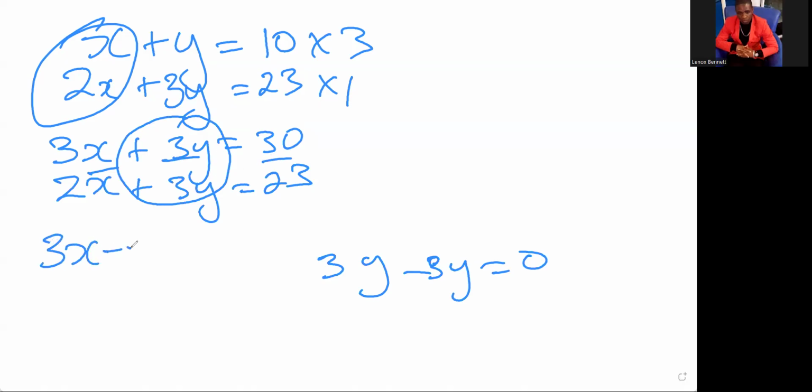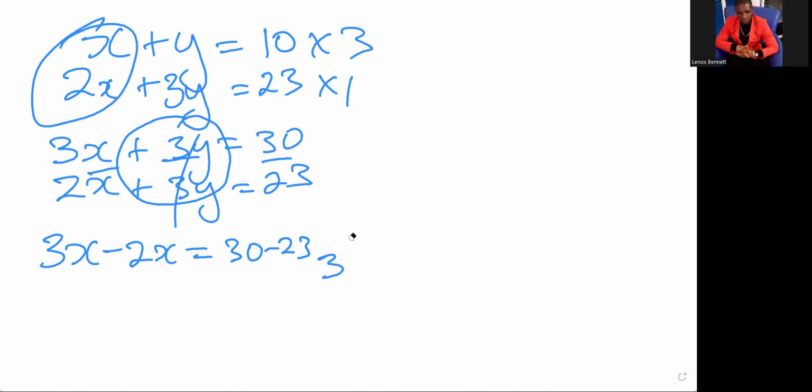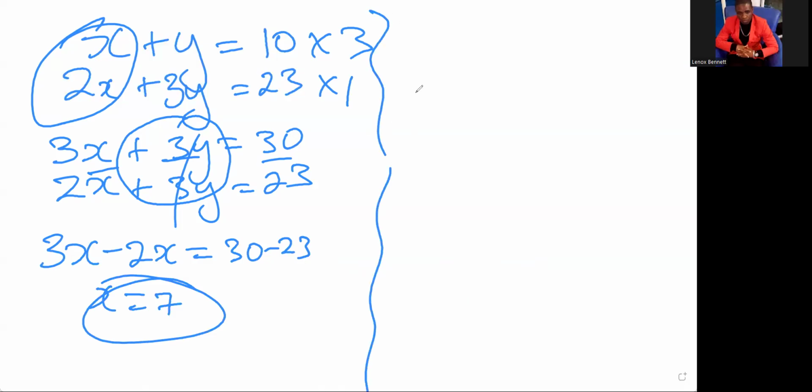So 3x minus 2x, this is 0, as we talked about, and this now is 23. So 3x minus 2x is going to give us 1x. So we already get x equals 7. And then now we solve.